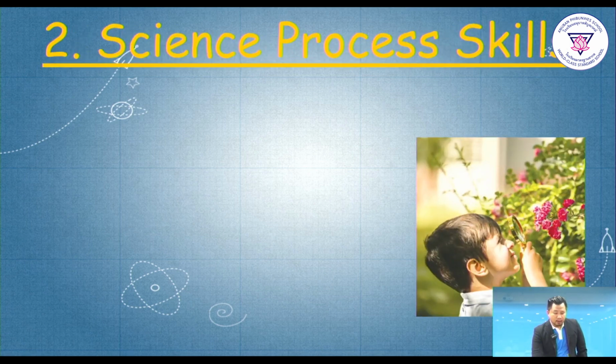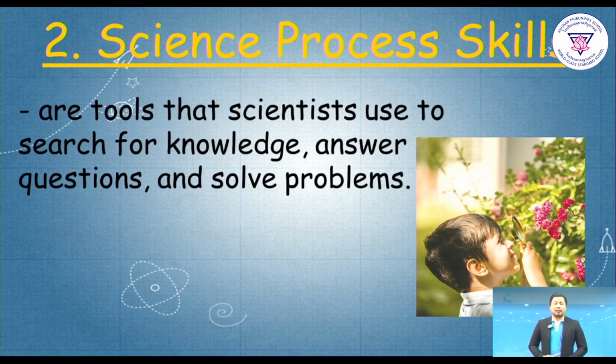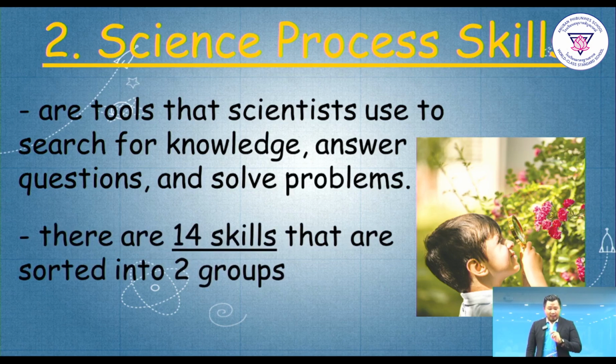Next, let's go to number 2, science process skills. Science process skills are tools that scientists use to search for knowledge, answer questions, and solve problems. We are now in number 2. Remember, in number 1, scientific method. Number 2, science process skills. In science process skills, there are 14 skills that are sorted into 2 groups. Remember, 14, they got split up into 2 groups.